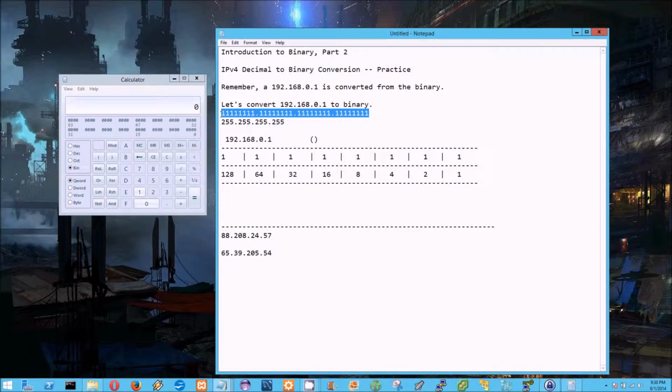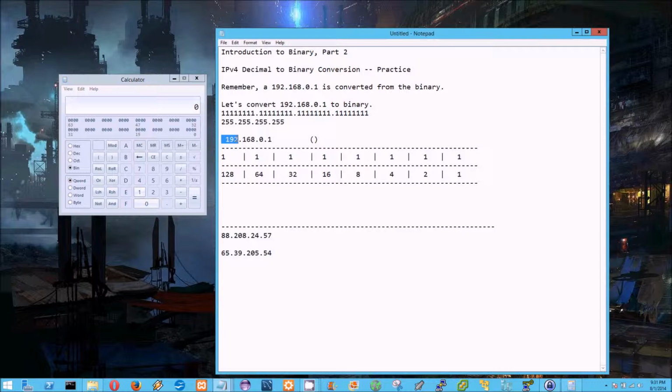Remember, a binary IP address is 32 bits, and a bit is just the 1 or the 0, separated into 4 octets, and each octet is 8 bits. So this converted to decimal would be 255.255.255.255, which is a broadcast address. So let's get started right away. I'm going to do the decimal here, and I'm going to do the binary down here. So let's get started with 192.168.0.1. We'll step through it. First number is 192.